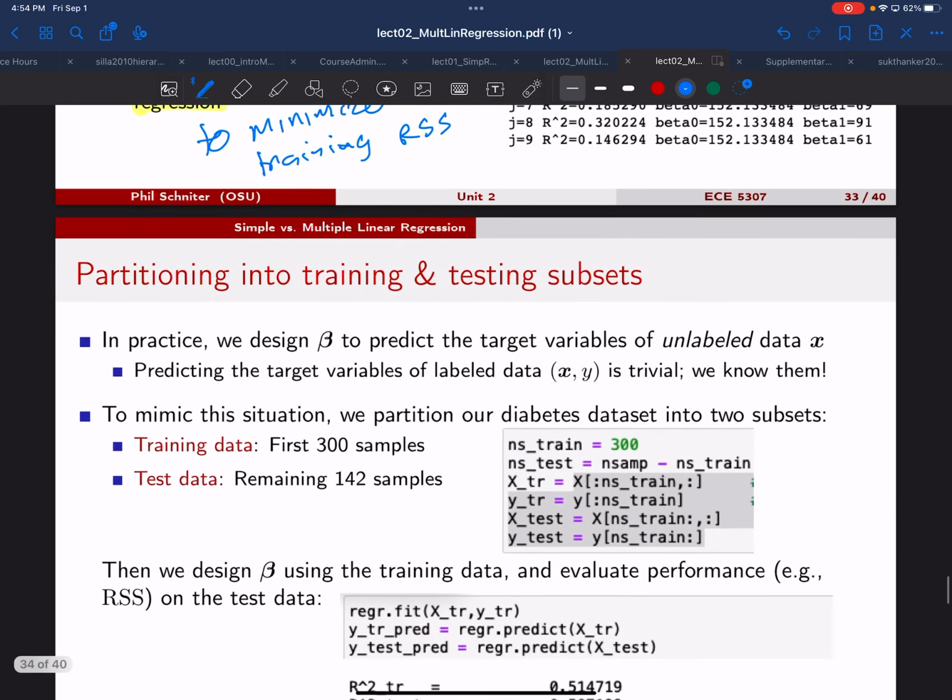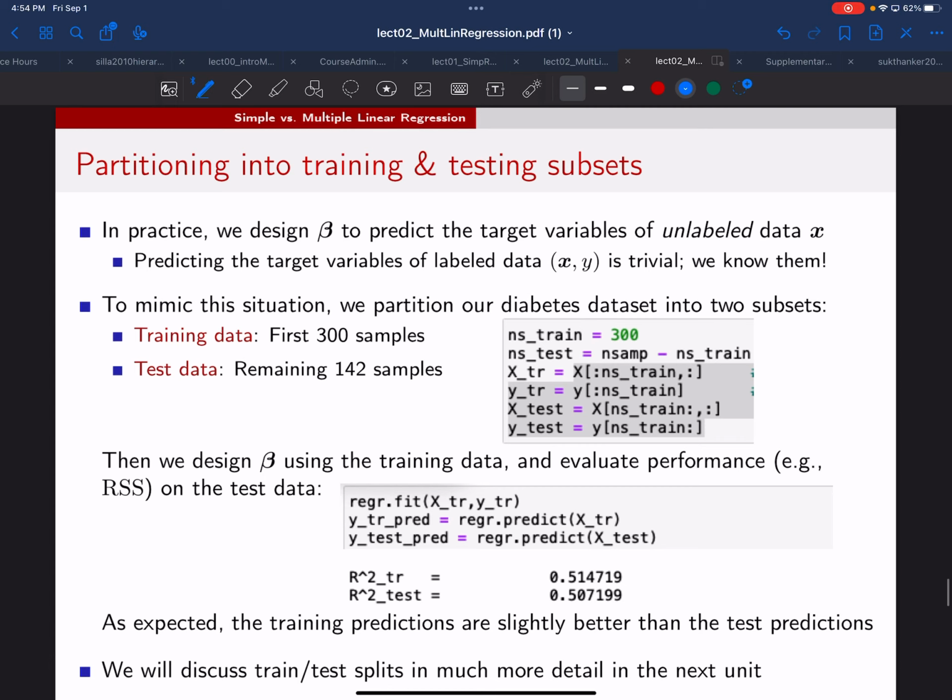Excellent. Here's just a little bit more. In practice, we don't usually just care about the training data. We actually care about what's going to happen when I apply this in the real world, in the wild. So just as an example, to see what happens for this diabetes data set, we can take the total data set, 442 samples, and partition it into two.